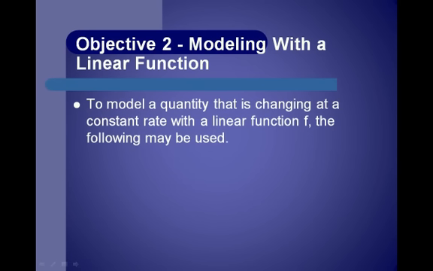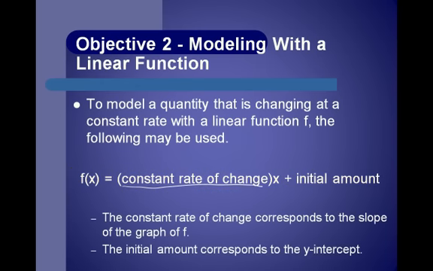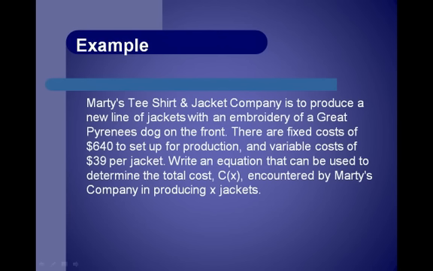Objective 2 is modeling with a linear function. To model a quantity that is changing at a constant rate with a linear function f, the following may be used. f(x) is equal to the constant rate of change, or our slope, m or a, times x, plus the initial amount. The constant rate of change corresponds to the slope of the graph of f, and the initial amount corresponds to the y-intercept. Here's an example.